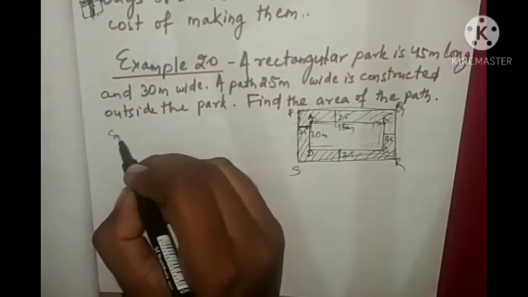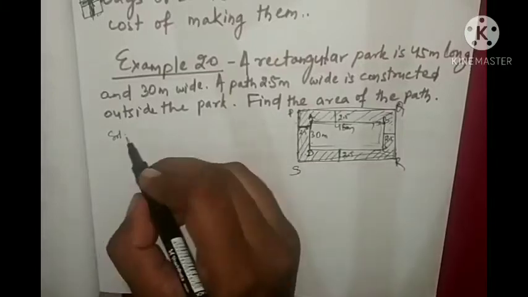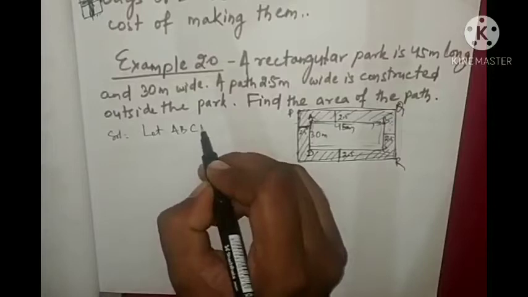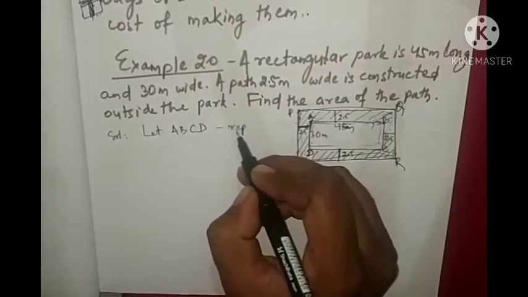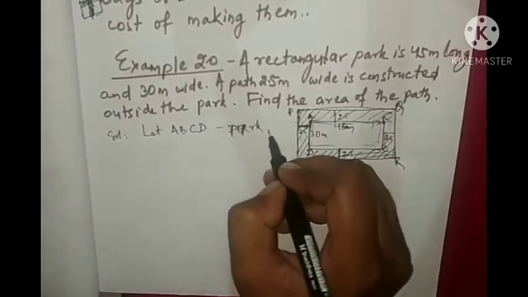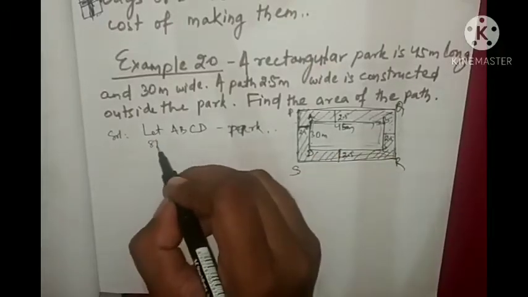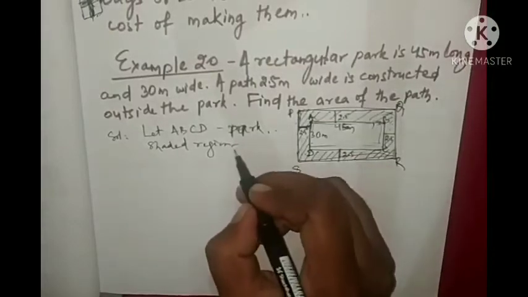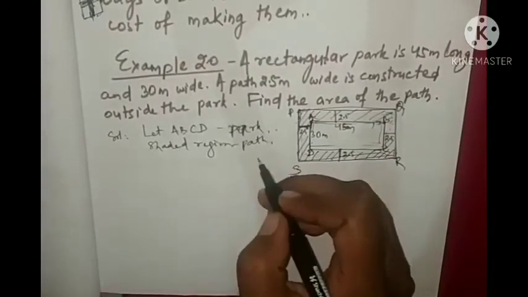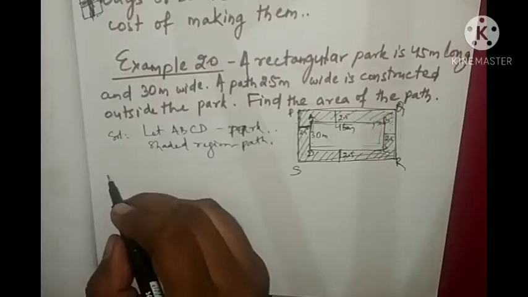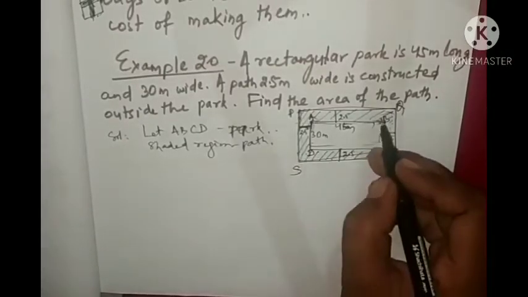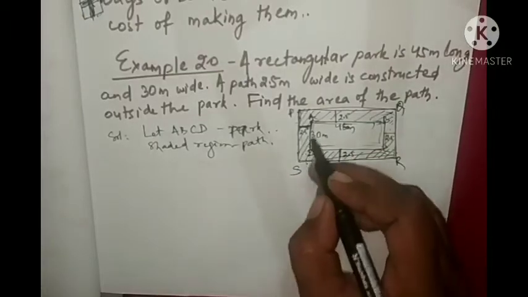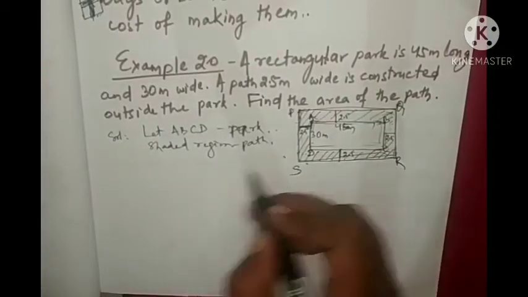So the solution: let ABCD be the park, and the shaded region is the path. So the area of the path is how much? The area of the path is the area of PQRS minus the area of ABCD.